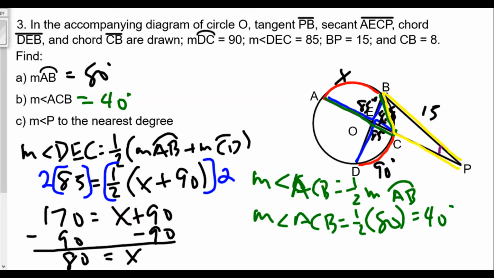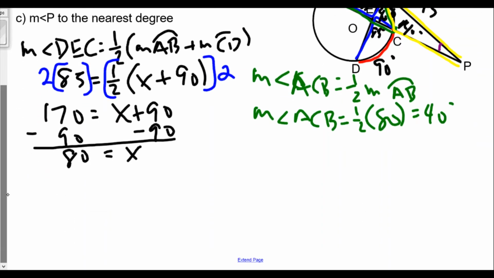40 degrees. Well, the measure of angle BCP is 180 minus 40, because it's going to be the linear pair to angle ACB. So this is going to be 140 degrees, because we got 140 here. Now, in this situation, I'm going to redraw this triangle so it's a little bit easier to see. Okay, so here we go. It's in yellow. And in this case, this is 140 degrees.